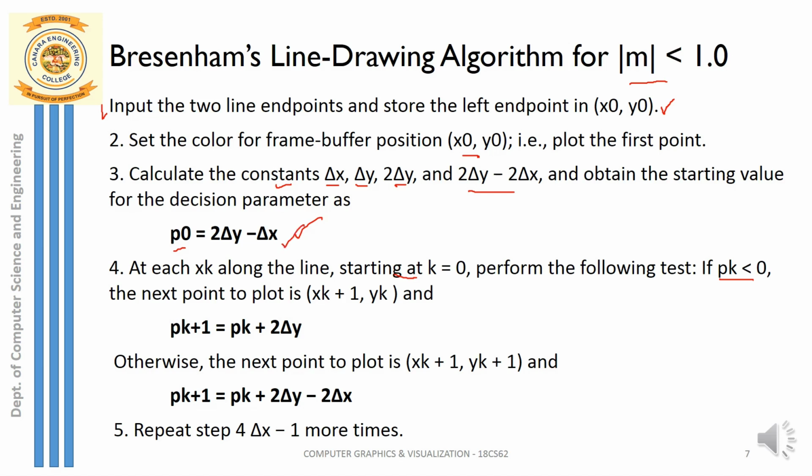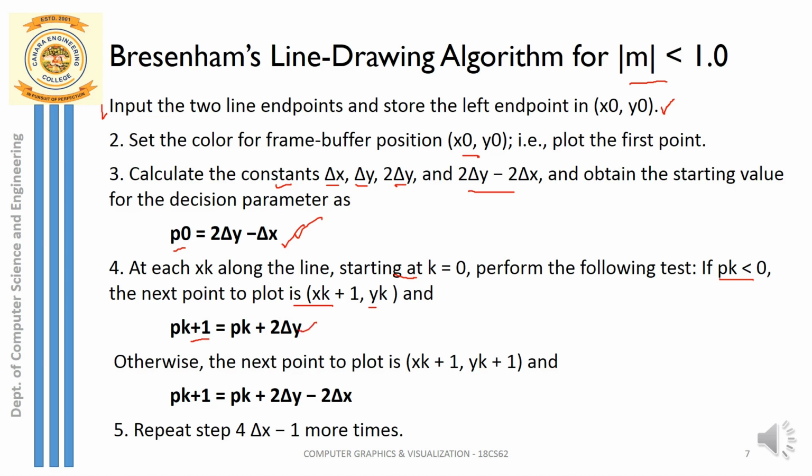Just test the decision parameter if it is greater than 0 or if it's less than 0. Suppose the decision parameter value is less than 0, so your next point that you're going to plot is nothing but an increment in x. So this is only for decision parameter value less than 0. So increment in x, but don't increment y. And then after you plot the point, now you can calculate the next decision parameter. So pk plus 1, and what's the formula we have? Pk, the previous decision parameter, plus 2 delta y.